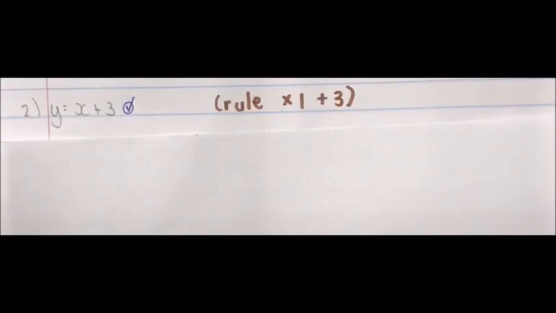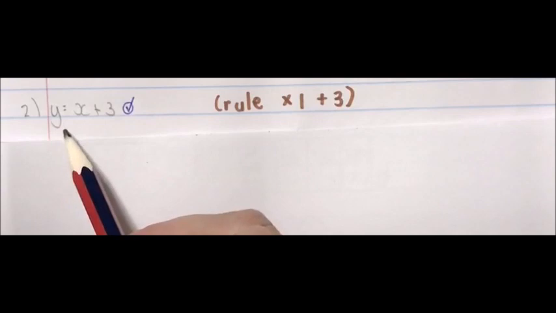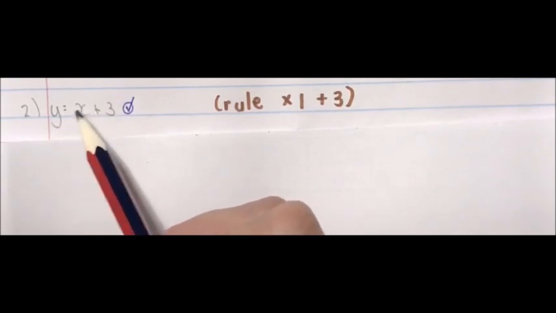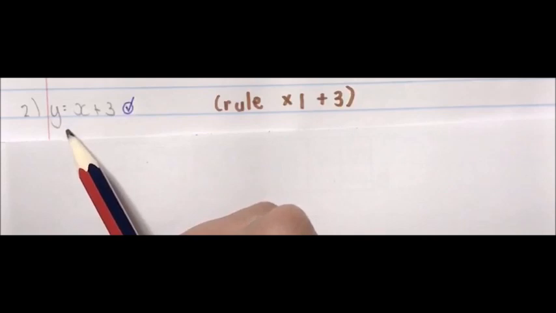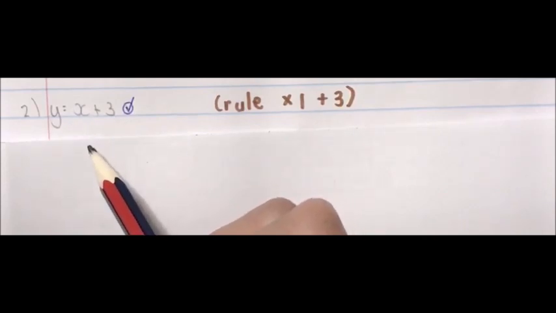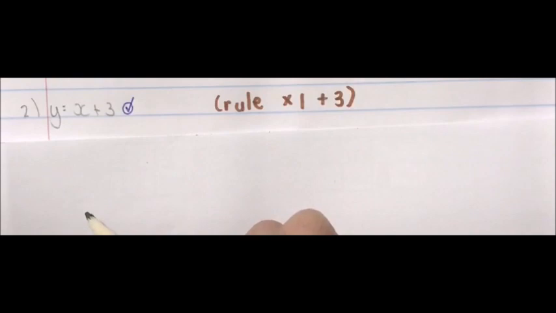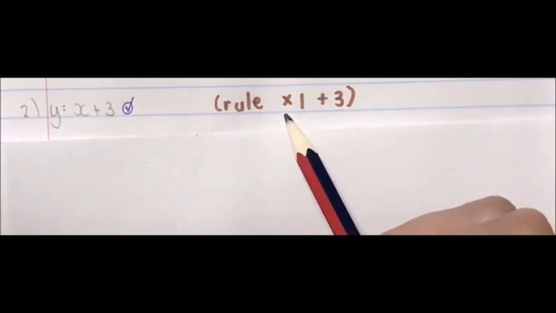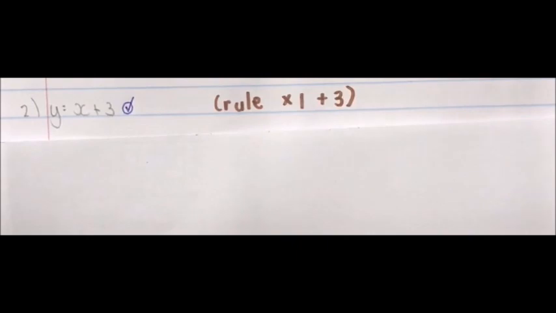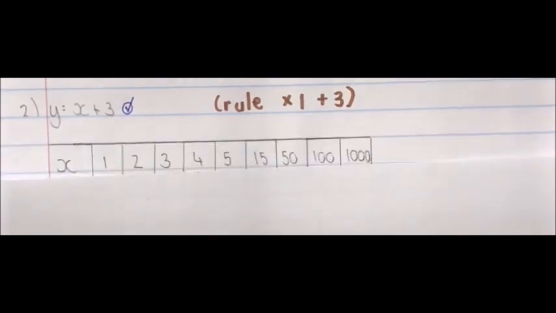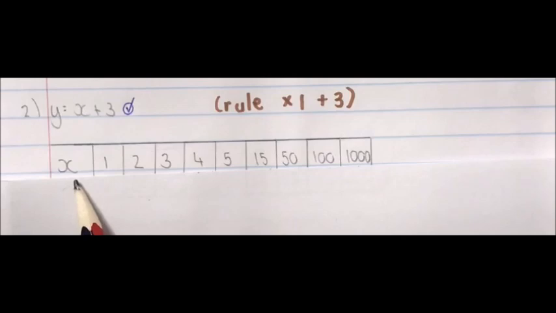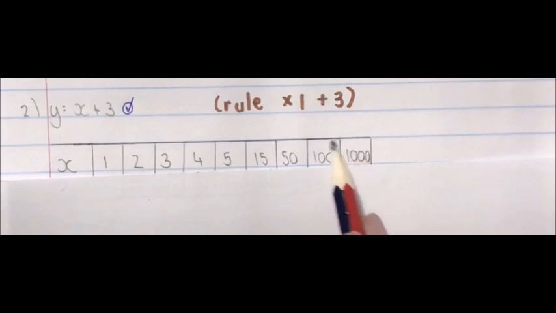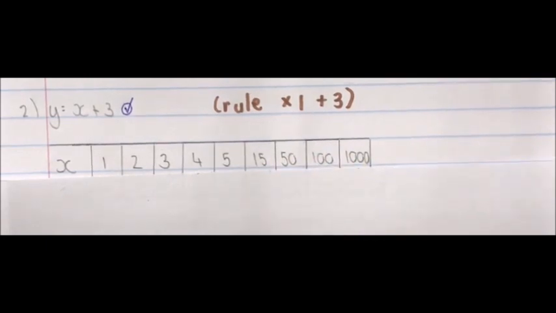Our second example, you write y equals x plus 3. If there's nothing in front of the x, it means it's times 1. And if you times anything by 1, the answer stays the same. So you leave that out. The rule will then either be times 1 plus 3, or it will just be plus 3. The table, the x values, inputs will be 1, 2, 3, 4, 5. Then I go to 15, 50, 100 and 1000.